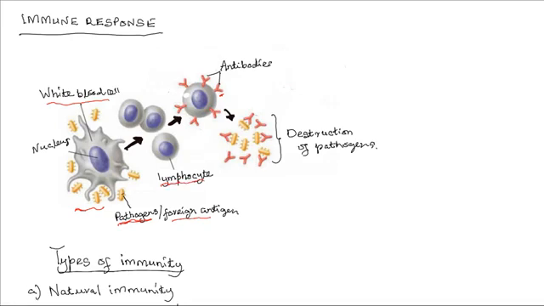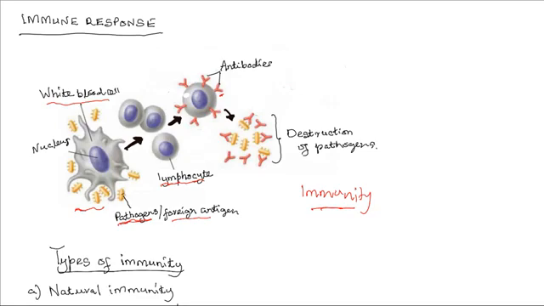So immunity is the ability of a body to resist an invasion by pathogens. The ability of the body to resist an attack by pathogens is known as immunity. There are two types of immunity: natural immunity. This is one which is inborn. It is inherited. It is genetically determined, present from birth, and can be passed on from the parent to the offspring.